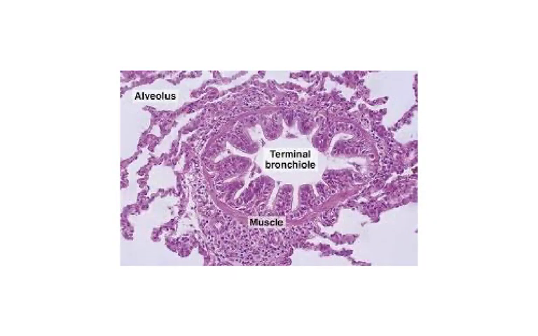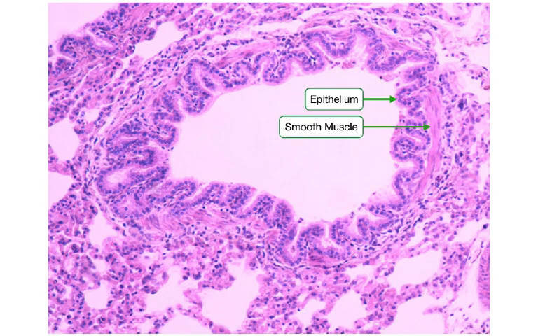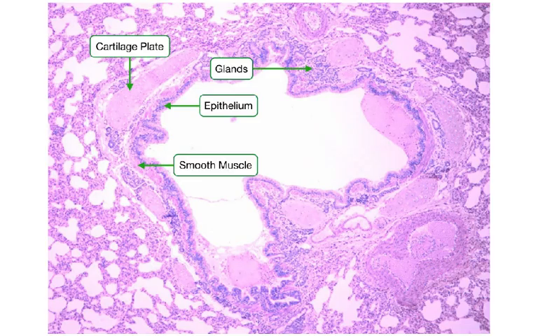Then another diagram, alveolus, muscle. The muscle layer is very typical, terminal bronchiole, epithelium, ciliated epithelium, smooth muscle. The smooth muscle, this area, looks like this. Cartilage plate, glands, epithelium, smooth muscle.